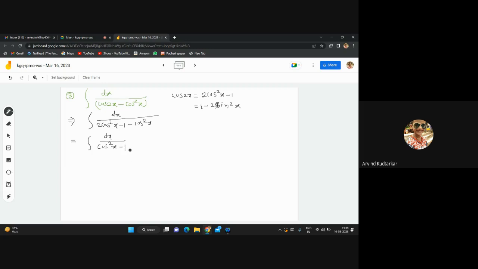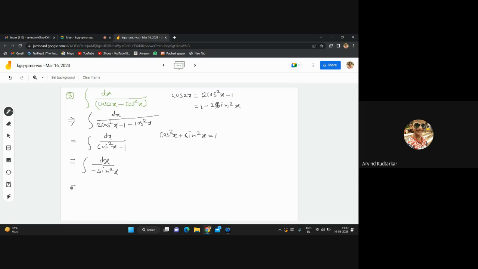And what is cos² x minus 1? Express it as a single term. Cos² x plus sin² x is 1. This is the formula you have. So cos² x minus 1 means minus sin² x. Just shift the term 1 to the LHS, get minus 1, and shift the sin term to the RHS, get minus sin² x. So cos² x minus 1 is minus sin² x. So what will we get? Integration of dx upon minus sin² x.